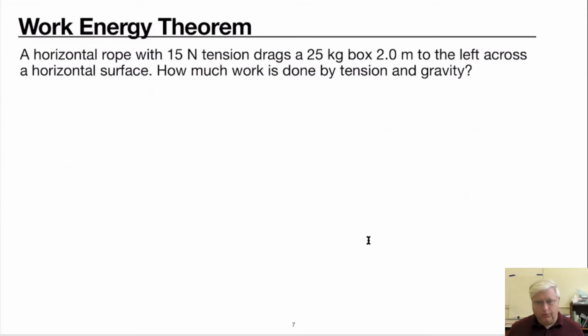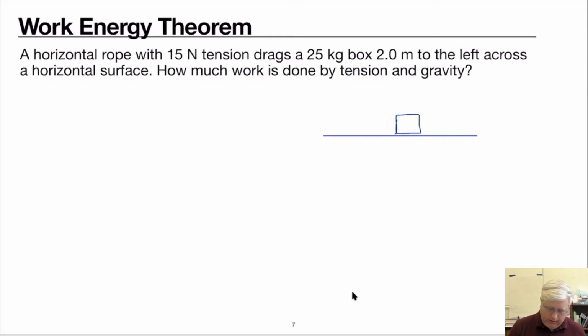All right, so let's try a couple of examples of applying this. How do we do work? We have a horizontal rope with 15 newtons of tension, dragging a 25 kilogram box 2.0 meters across to the left across a horizontal surface. How much work is done by tension? How much work is done by gravity? We know that tension and gravity are forces, and anytime we have a force and it moves over a certain distance, it does a certain amount of work.